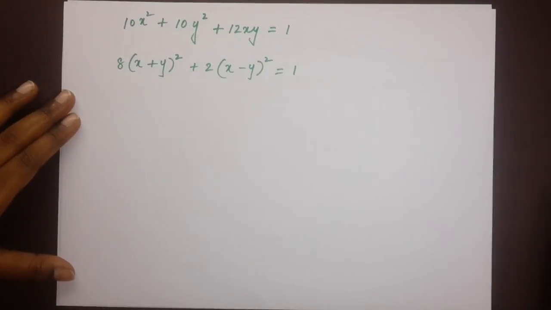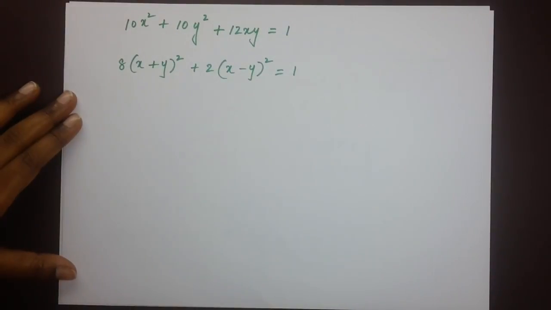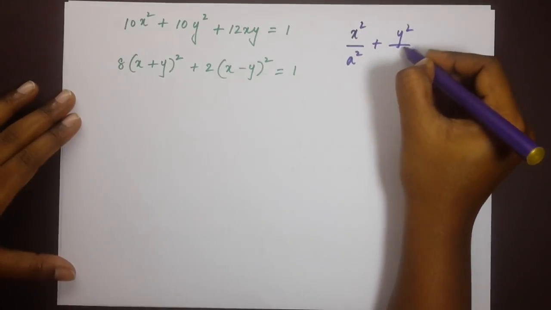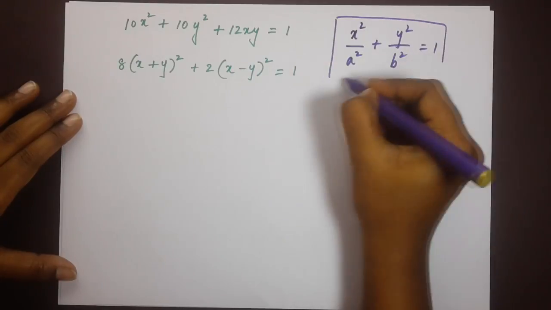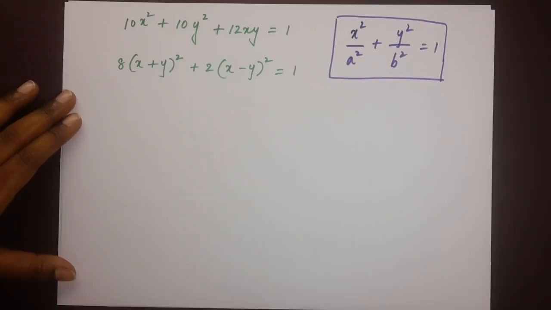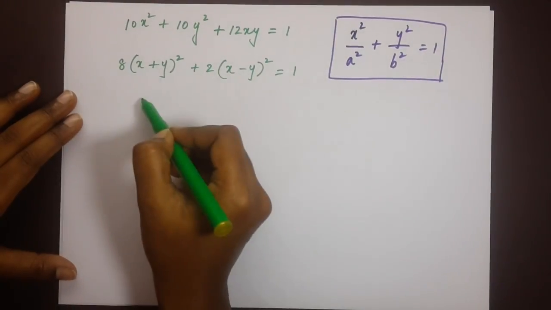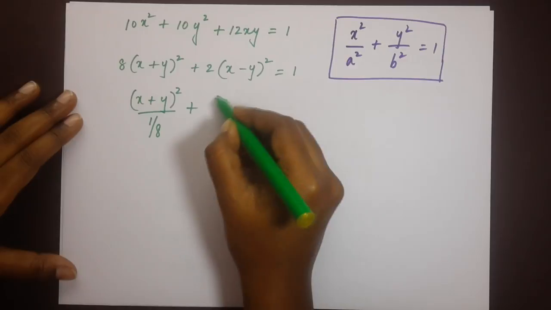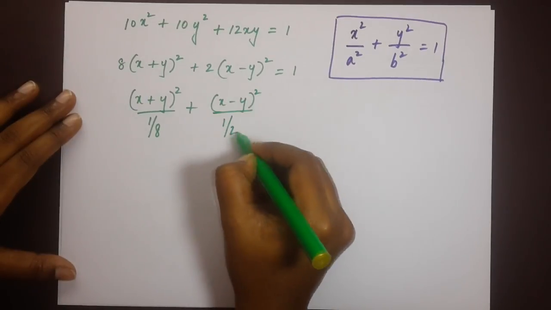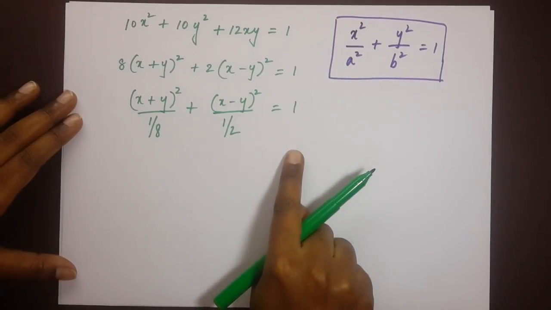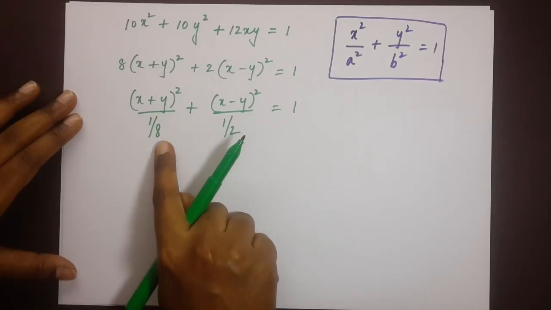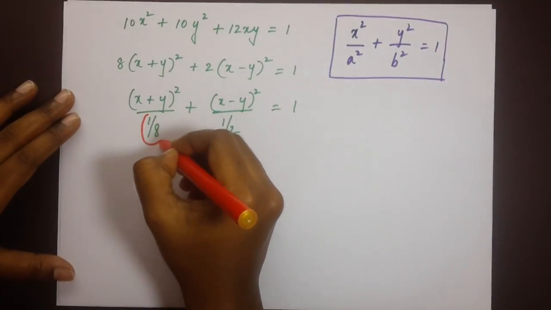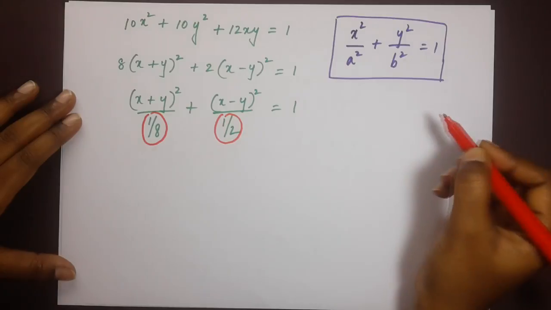Now let's write it in the general form of an ellipse. You're quite familiar with the general form: x squared by a squared plus y squared by b squared is equal to 1. This is the general notation. So if we were to rearrange, we'll bring the 8 down and the 2 down here. We will get (x plus y) whole squared divided by 1 by 8 plus (x minus y) whole squared divided by 1 by 2 is equal to 1. So now we have it in the form of an ellipse equation. If we compare this with the standard form, we see that the value of a squared is 1 by 8 and the value of b squared is 1 by 2.